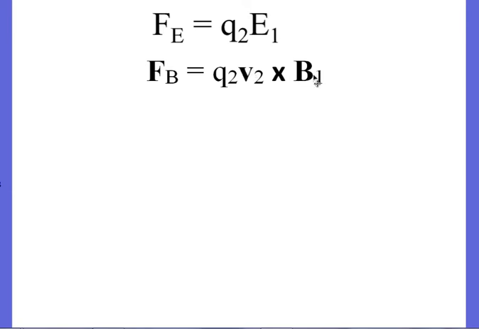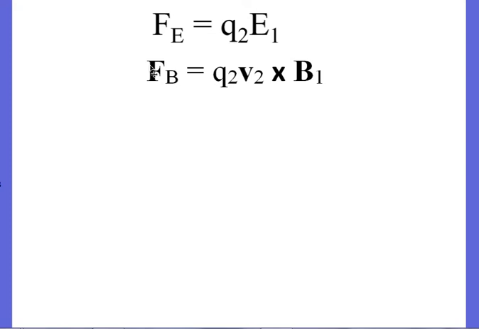Recall also that when you do a cross product, you start with your fingers pointing in the direction of this vector, then turn your wrist until you can wrap into the direction of that vector, and your thumb points in the direction of their product. That is a direction that is perpendicular to the plane formed by these two vectors. Well, what that means is that if these two are completely parallel, then there will be no force.